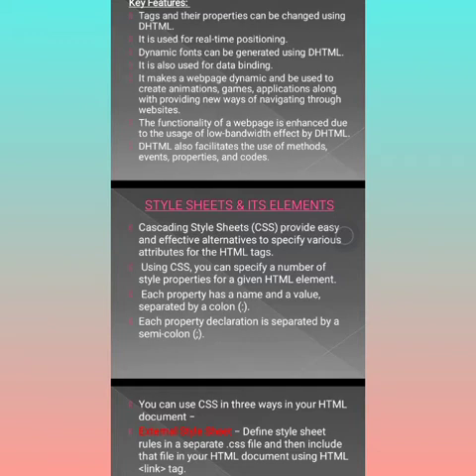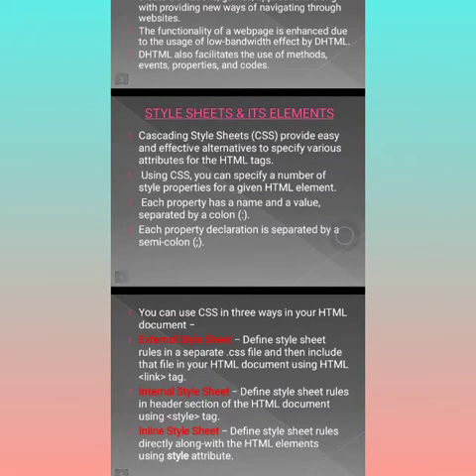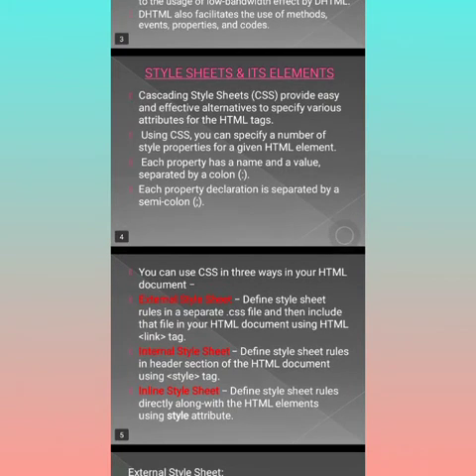Style sheets and its elements. Cascading Style Sheet, CSS, provides easy and effective alternatives and specific variant attributes for the HTML tags. Using CSS, you can specify a number of style properties for a given HTML element. Each property has a name and value separated by a colon. Each property declaration is separated by a semicolon.